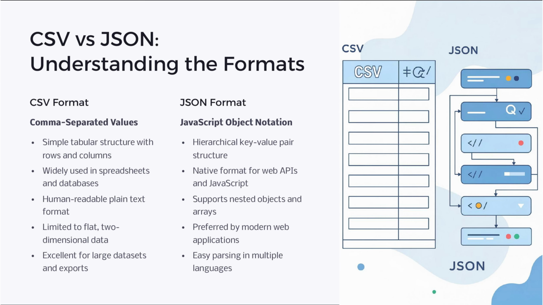CSV, or comma-separated values, offers a simple tabular structure, ideal for spreadsheets and databases, but is limited to flat, two-dimensional data. JSON, or JavaScript Object Notation, provides a hierarchical key-value pair structure, supporting nested objects and arrays, making it the preferred format for modern web applications and application programming interfaces due to its easy parsing capabilities.